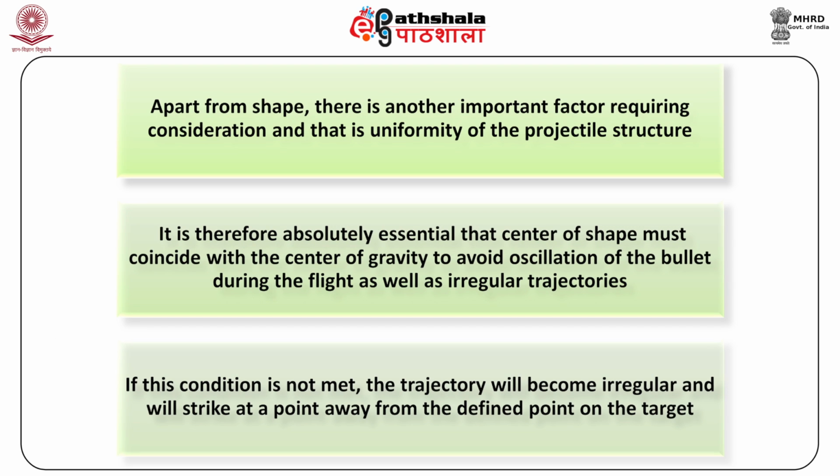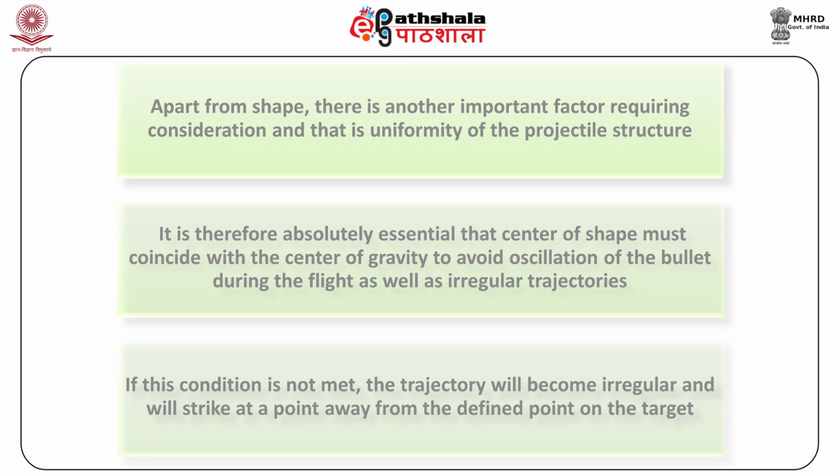Apart from shape, there is another important factor requiring consideration, and that is uniformity of the projectile structure. It is absolutely essential that the center of shape must coincide with the center of gravity to avoid oscillation of the bullet during flight as well as irregular trajectories. If this condition is not met, the trajectory will become irregular and will strike at a point away from the defined point on the target.